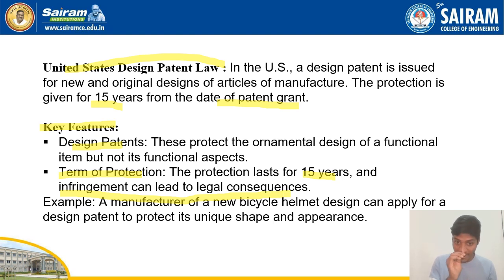For example, a manufacturer of a new bicycle helmet design can apply for a design patent to protect its unique shape and appearance. If a manufacturer has made a design for the helmet and has registered it, he can file a complaint for unauthorized use of the same helmet design which the manufacturer has already registered.